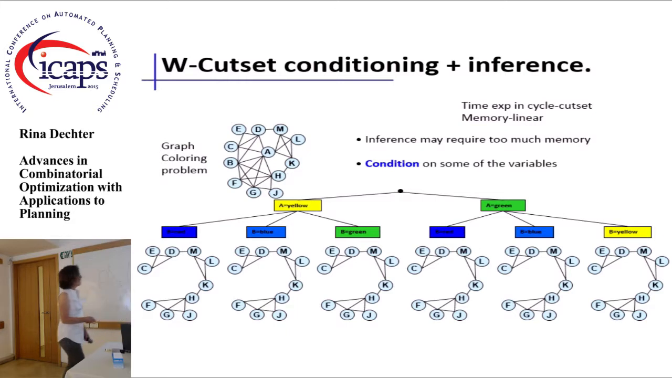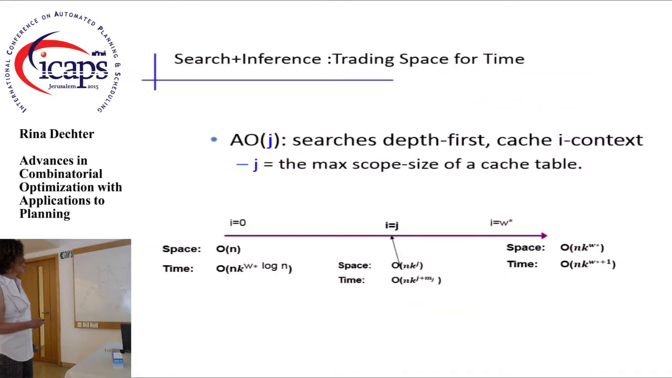I think all these things would be more effective for summation problems than for optimization, where the pruning of the search space by the objective function itself is good. This collection of algorithms here we call AND/OR AOBB-J. J is the maximum scope size that you can handle. It's also a trade-off between memory and time.